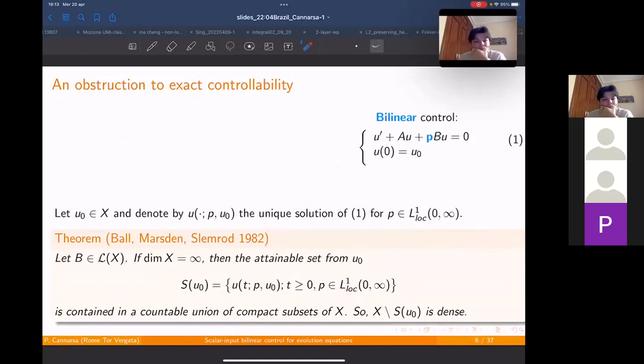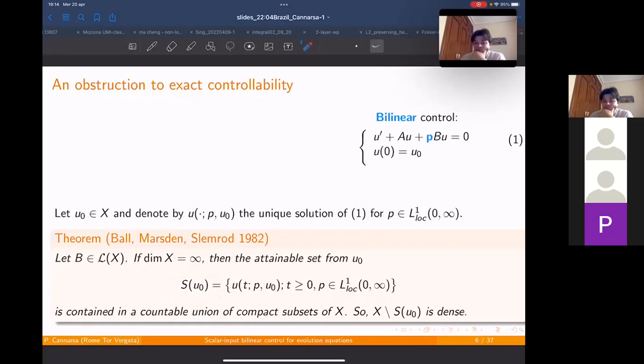established back in the 80s that if you have a bilinear control system in an infinite dimensional Banach space, in fact, then the set of points that can be attained from a given initial condition by L1 controls has a dense complement. So it's very small. In fact, it's contained in a countable union of compact subsets.